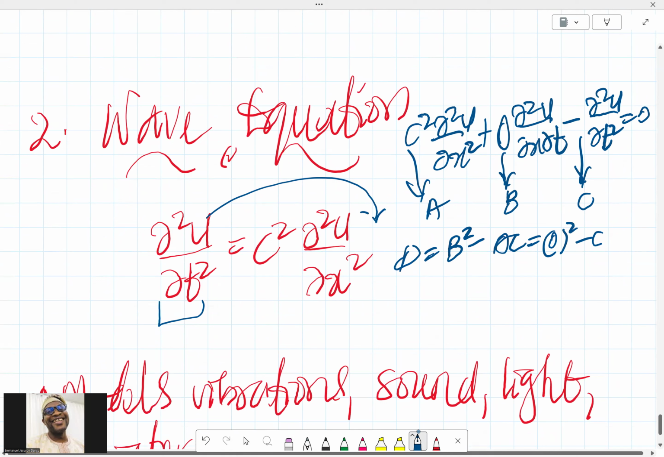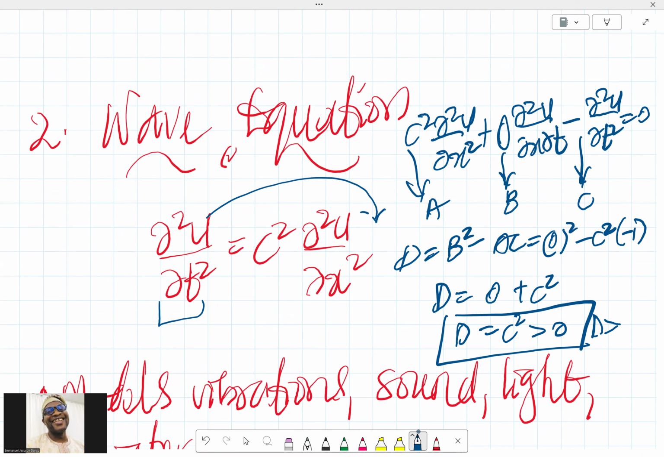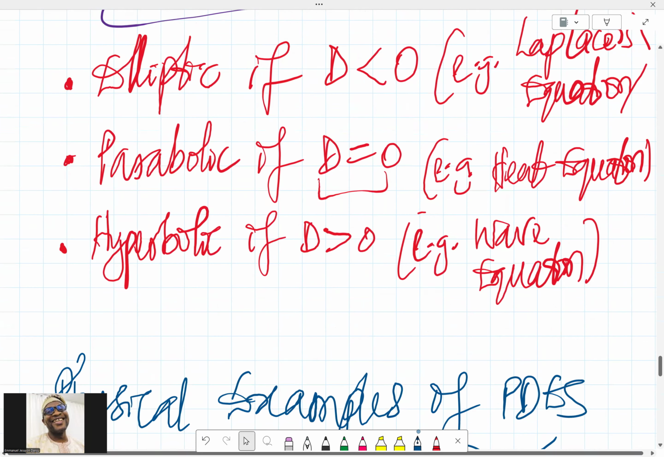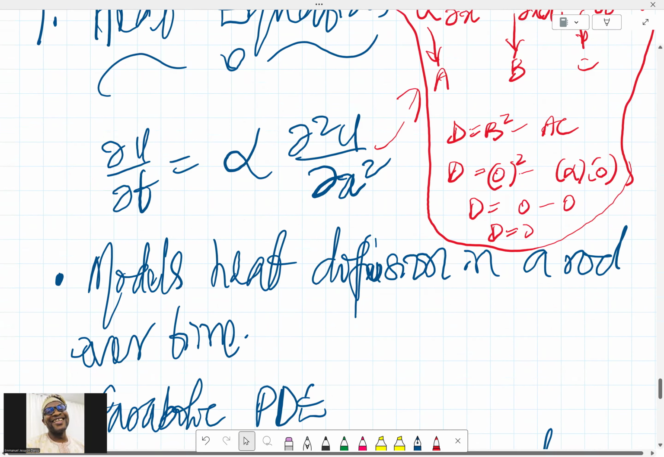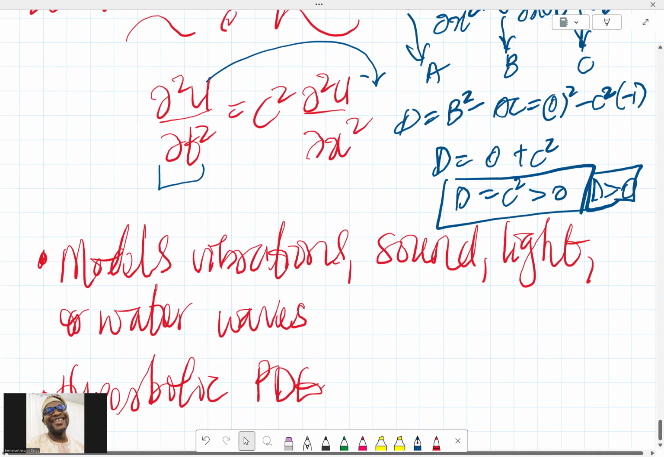A is c squared. And what is C? C is minus 1. Minus and minus is plus, so we have plus c squared. So D is equal to c squared, and c squared is greater than 0. So it means D itself is greater than 0. And when D is greater than 0, we say it is hyperbolic. That's why the wave equation is hyperbolic in nature.